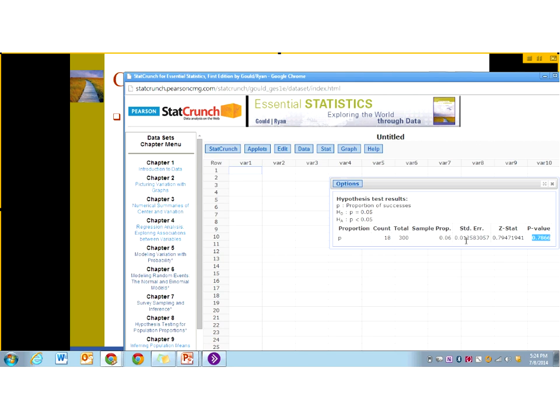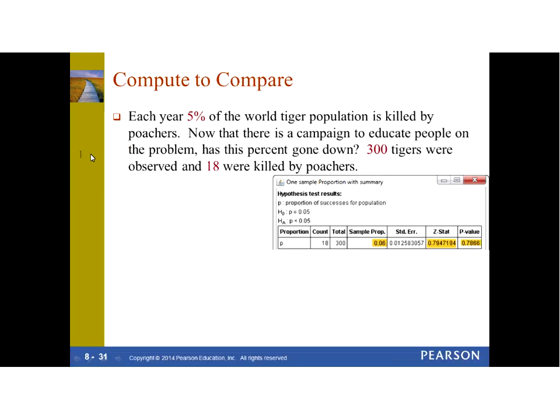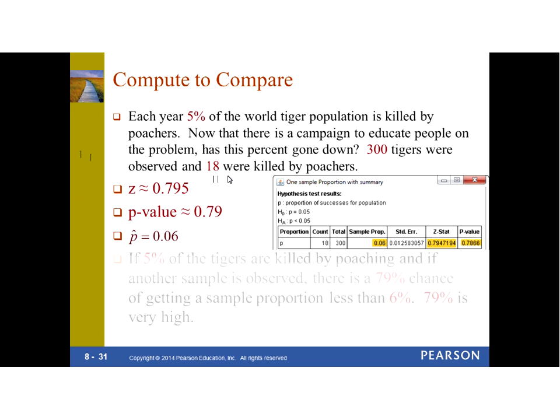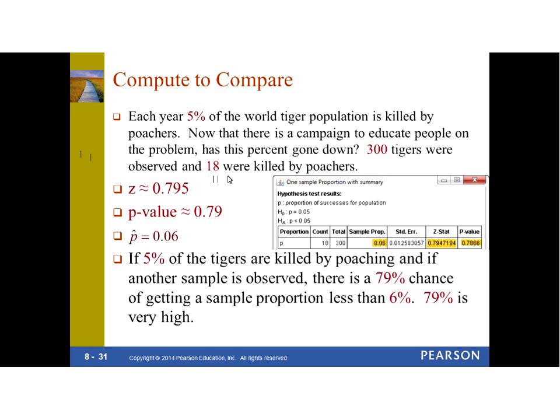Okay, so here's our p-value, 0.7866, our Z statistic, and it matches what we got in here. And our sample proportion was actually 6%. Okay, so how can we interpret this? If 5% of the tigers are killed by poaching, and if we did another sample, there's a 79% chance of getting a sample proportion less than 6%.